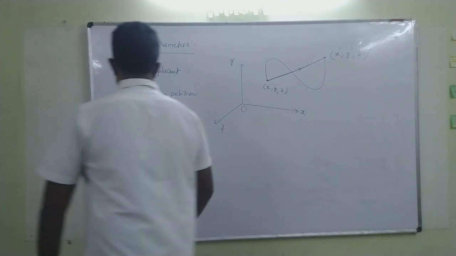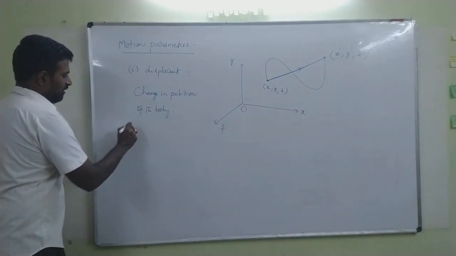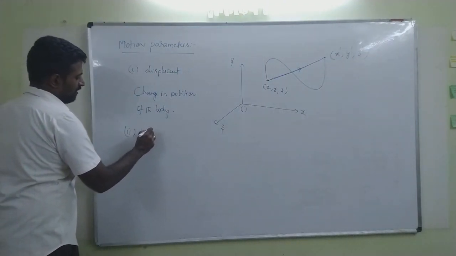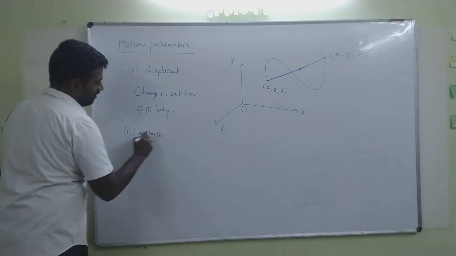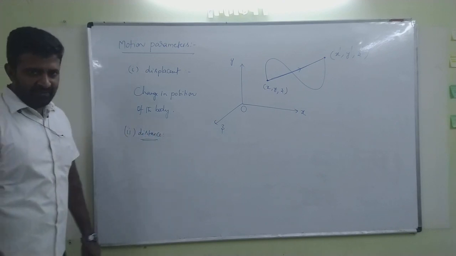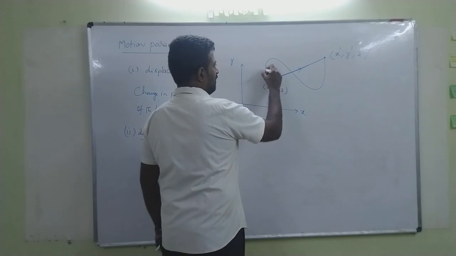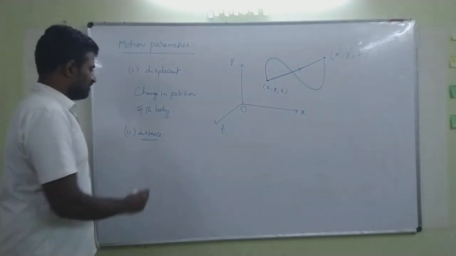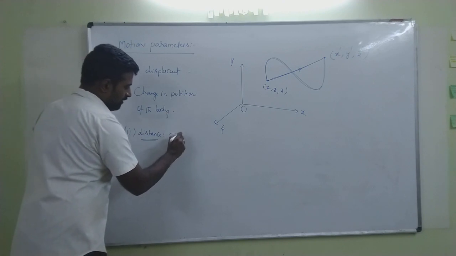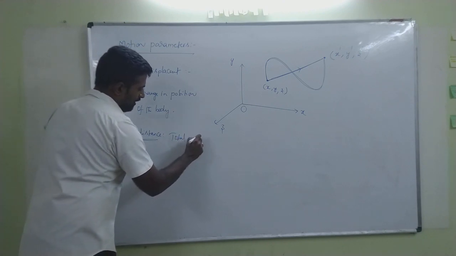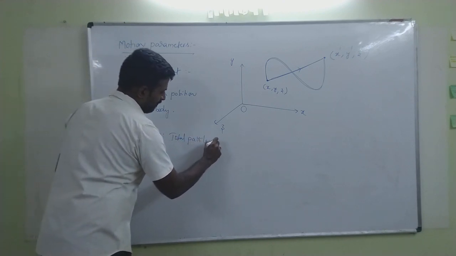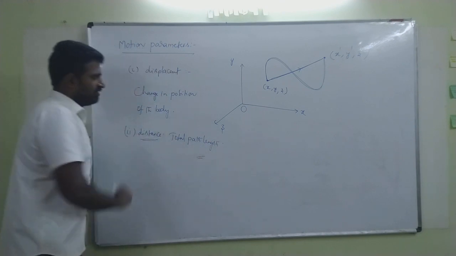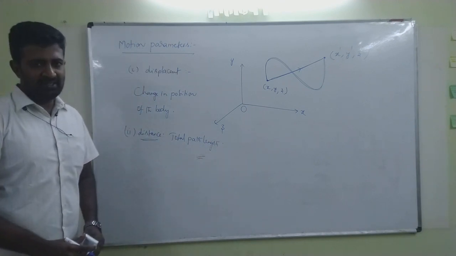Whereas the second parameter, do you remember? Distance. Distance will be given by the total path length. This total path length will give you distance. Hence, total path length gives you distance. Understanding these two parameters is very important.